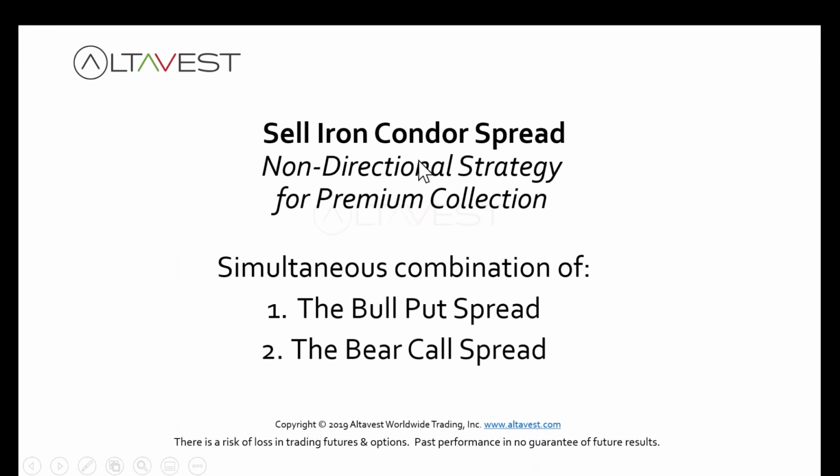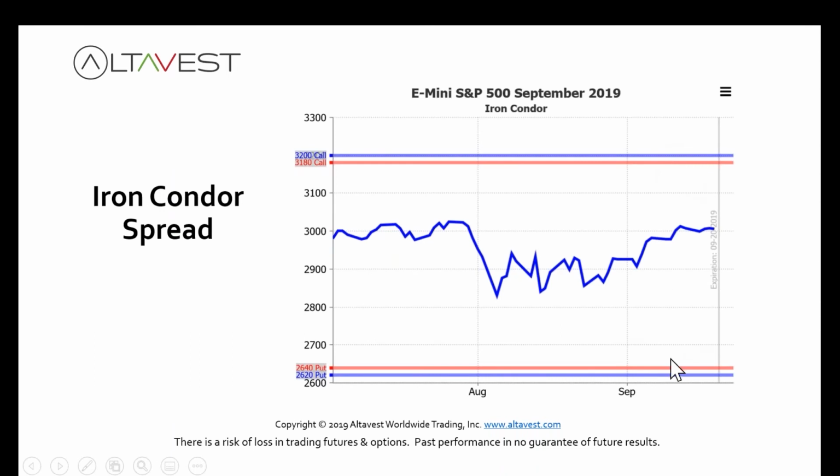Now, here's a strategy called an iron condor. It's simply the combination of that put spread and call spread that we just looked at. That's all it is. It's a call spread and a put spread that you sell. You do it simultaneously, and you collect premium by selling the put spread, collect premium by selling the call spread, and you do that above the market and below the market, and you look for the market to stay in a range between those two spreads that you have sold.